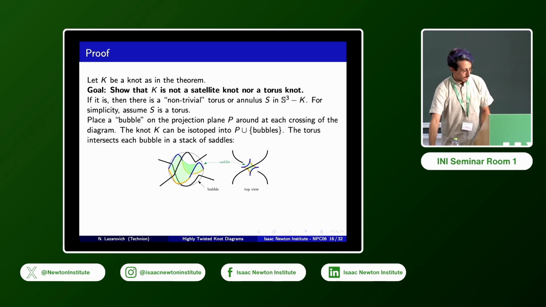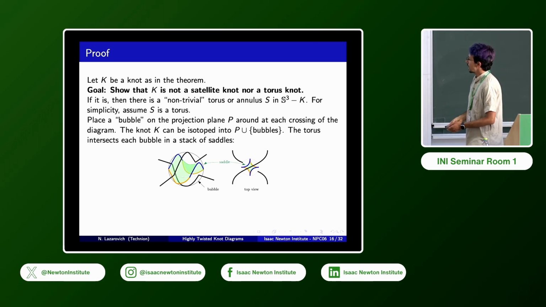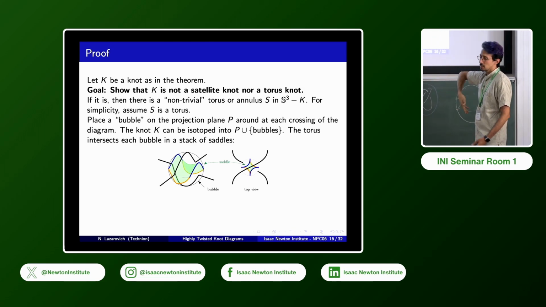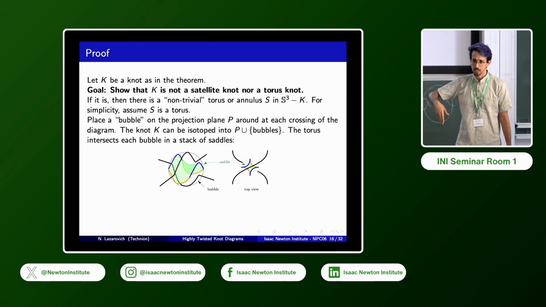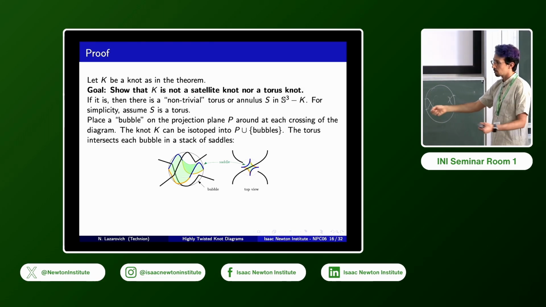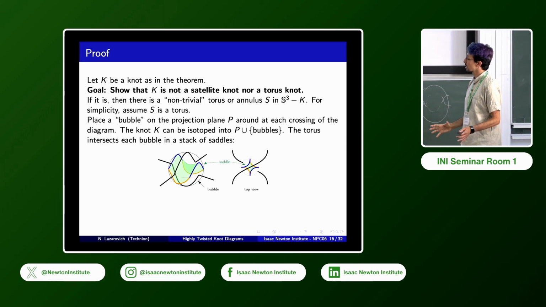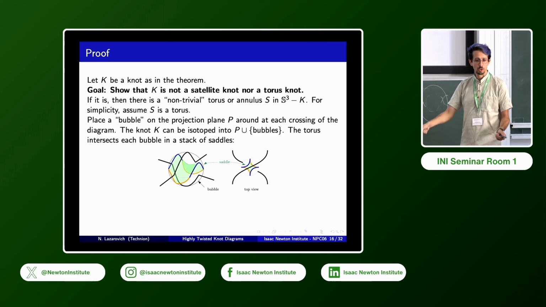Okay, and here, let me tell you where the argument is going. The whole point is to look at how the surface intersects the plane. It intersects the plane in some curves. The whole idea of the proof is to try to compute the Euler characteristic of the surface by looking at those curves of intersection. Okay?